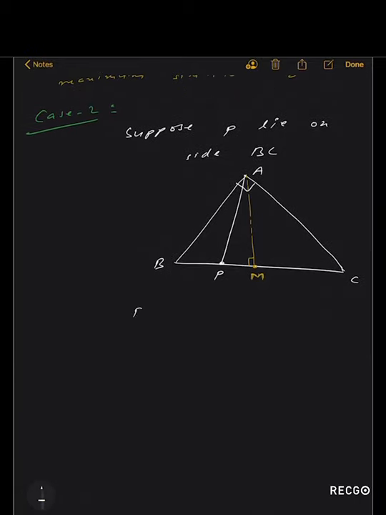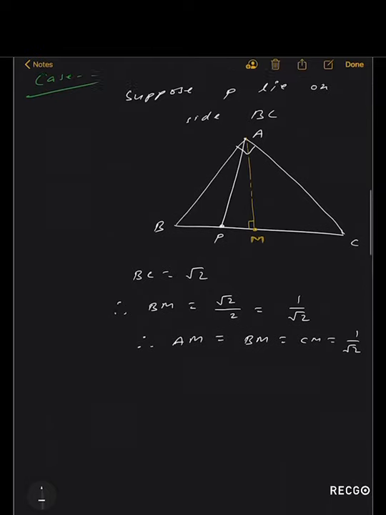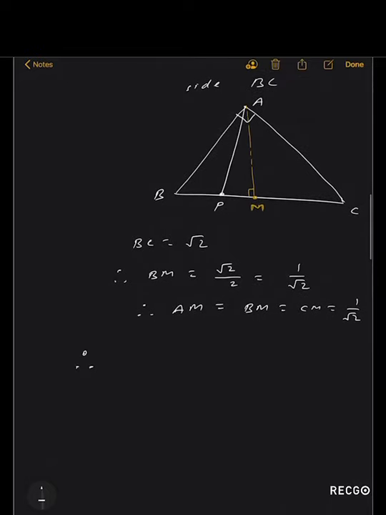In this case BM, as you can see here, BC is equal to root 2 as we know, therefore BM must be equal to root 2 divided by 2, as it is half of BC, which is equal to 1 by root 2. And since M is the midpoint of the hypotenuse, AM, BM and MC, all of them are equal to the circumradius of triangle ABC, which is 1 by root 2. As you know, in a right angle triangle the circumcenter is the midpoint of the hypotenuse, which in this case is M, and therefore the distances of M from A, B and C are equal, and those distances are equal to the circumradius.